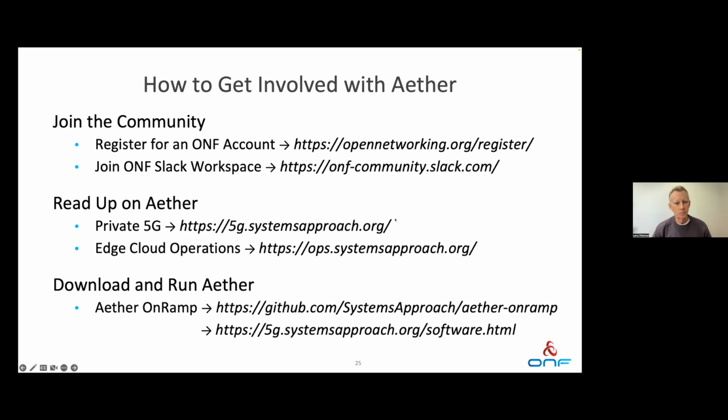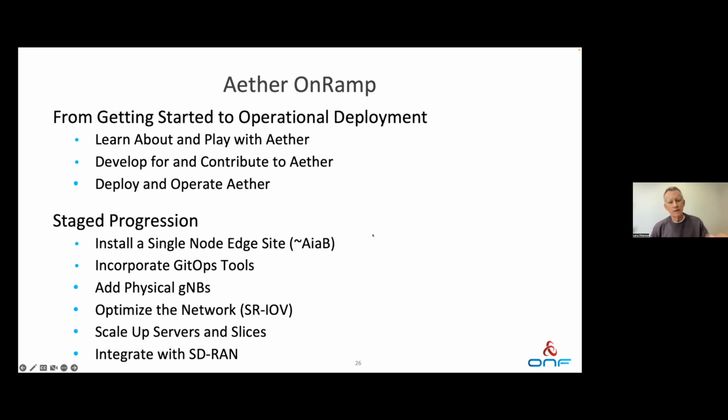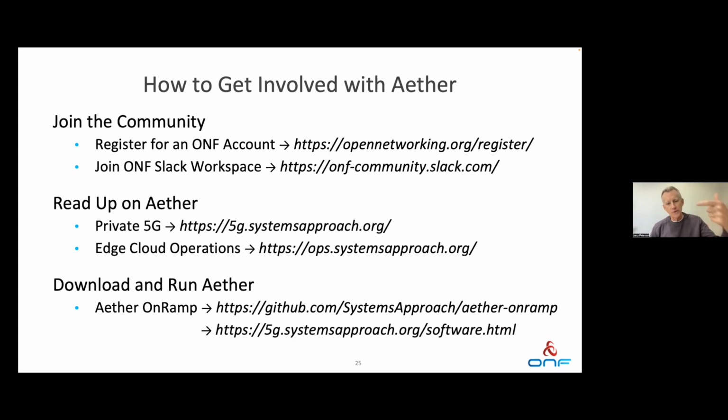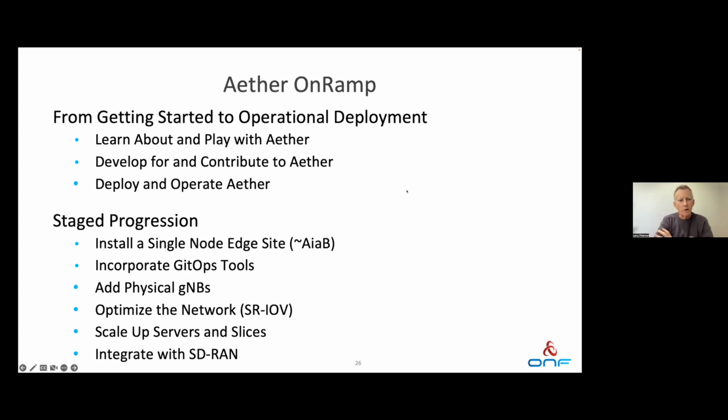So we're working towards something called Aether on-ramp. I've got a couple of URLs there, both the GitHub to get a copy of on-ramp, and secondly, the documentation of how to use on-ramp, which is a pretty important part of that. That's now an appendix to the 5G book. So let me go to the next slide and talk about the on-ramp a little bit more.